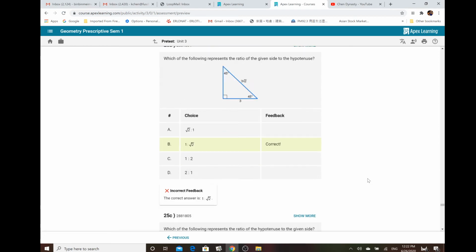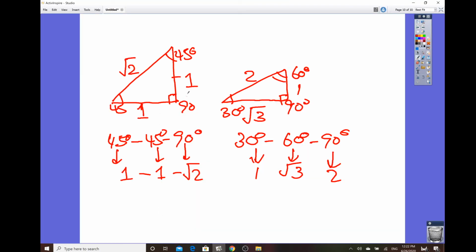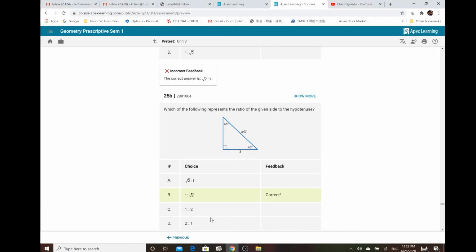And here's another one. Again, find the given ratios. Find the ratio which represents the side to the hypotenuse. So you start with the ratio of the side first, again, back to what I showed you. You start with 1, and then the hypotenuse, root 2. So it's 1 to root 2. The colon here means 1 to root 2. The colon is a comparison of two ratios.